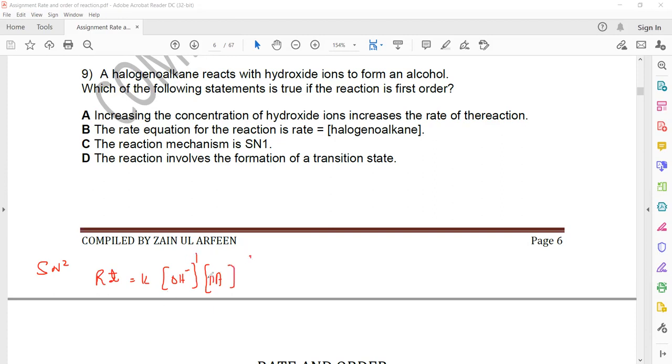So overall, it is second order in total. But for SN1, because the rate only depends on the concentration of halogen alkane, it is overall first order. So what could be the right statement? So in C, C will be the right statement. Directly, the reaction mechanism will be SN1. Is it clear? Yes, sir.